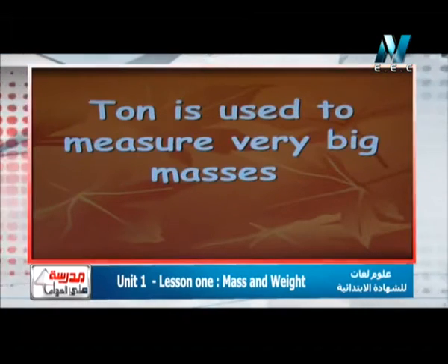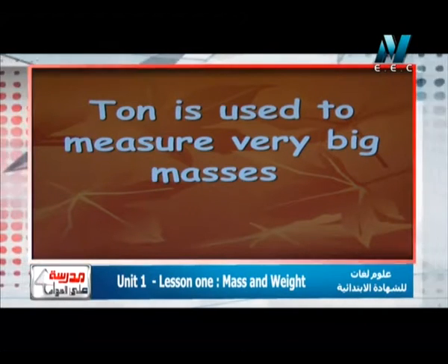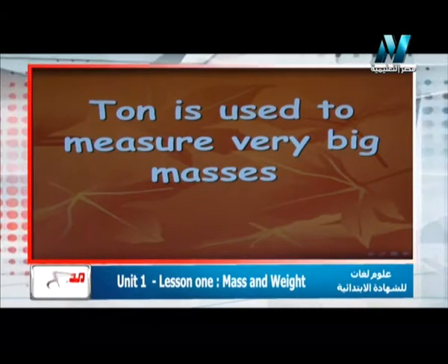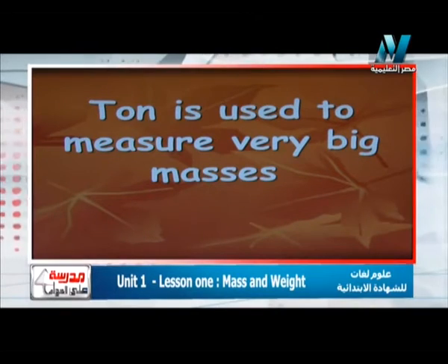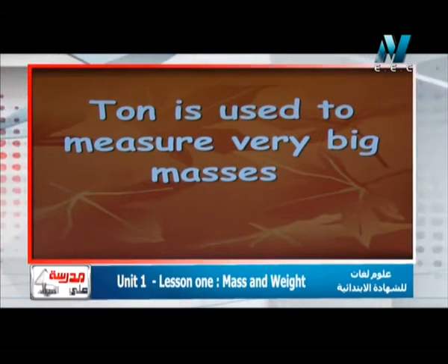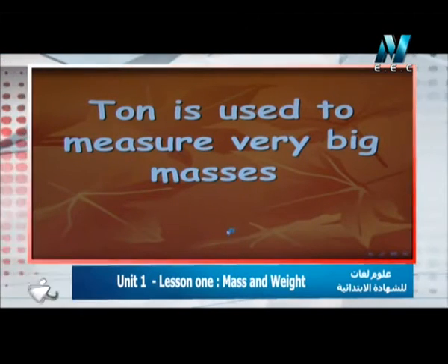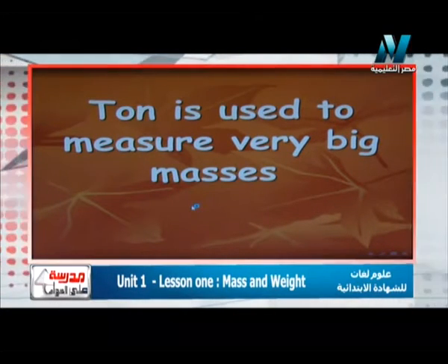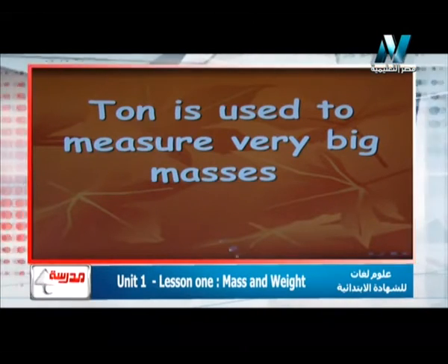Okay, so now what about ton? طب ايه ton بقى؟ Ton is 1000 kilogram. So ton is used to measure very big masses such as huge blocks of iron, such as cars, the cargo of cars. يعني حمولة العربيات بنقيسها بالطن because it's very huge masses and we use ton for these huge masses. Okay? يبقى زي ما درسنا عندنا 3 units for measuring mass. They are gram, kilogram and ton.